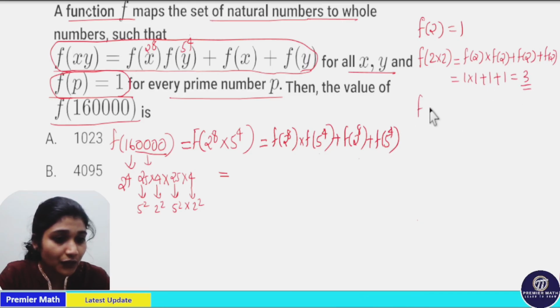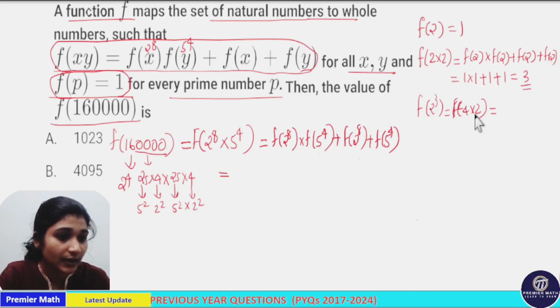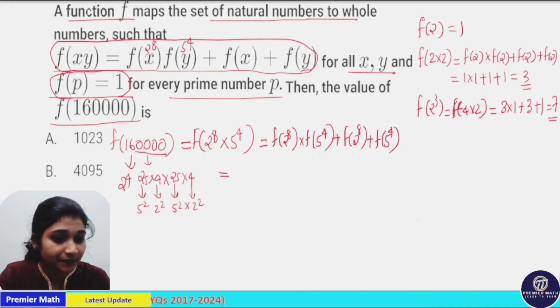Now f of 2 cube is equal to f of 4 into 2. Now that is equal to f of 4, we already know it is 3, and f of 2 is equal to 1. So 3 into 1 plus 3 plus 1, which is equal to 7. F of 2 cube is equal to 7.